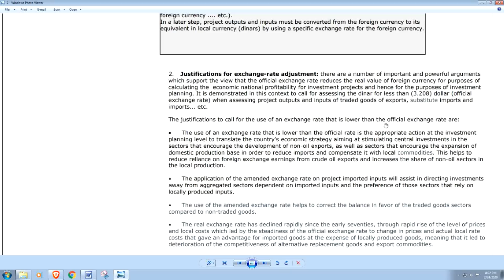$3.20. This is what the government of Iraq is constantly pushing for. They want their rate back. They jump up and down about it. But the Ministry of Planning is going to make a good case for why.